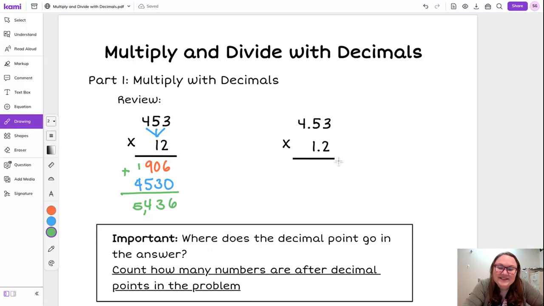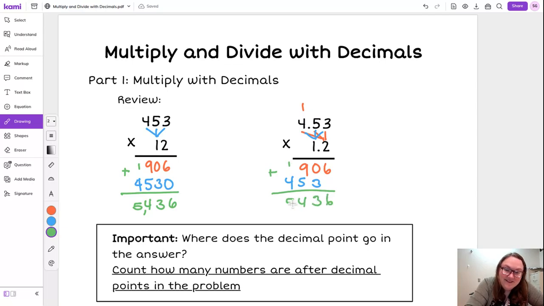Multiplying with decimals is very similar. So if I gave you 4.53 times 1.2, we would multiply this problem the exact same way we did over here. Pretend the decimal points are not there. You do all the same things. 2 times 3, 2 times 5, 2 times 4, and then all the same things with the 1. 1 times 3, 1 times 5, 1 times 4. And then all the same things you did over here. You add that row of numbers, and we get the same thing.